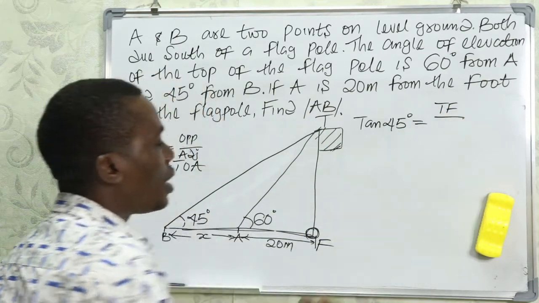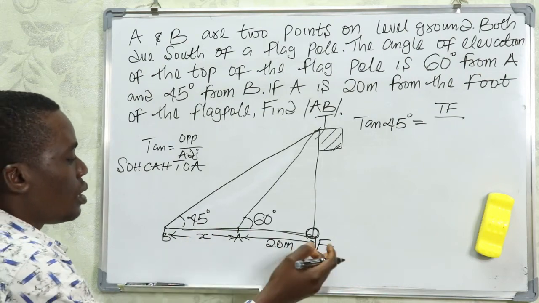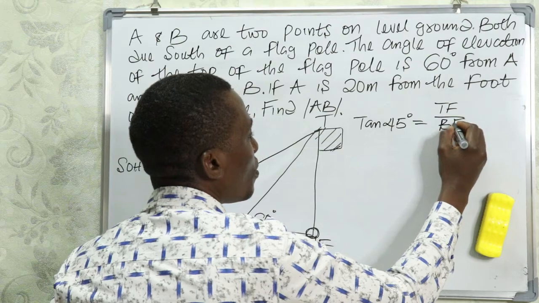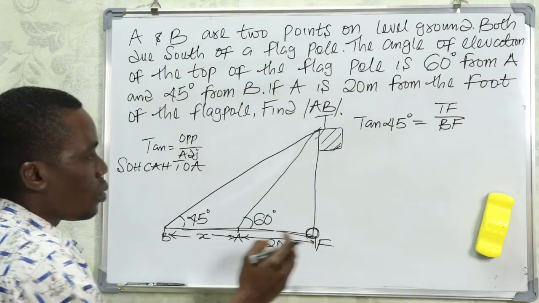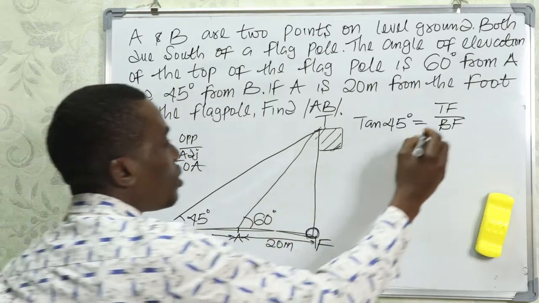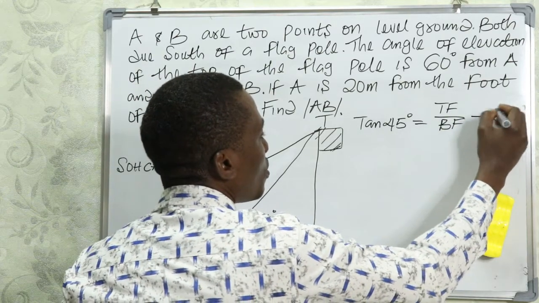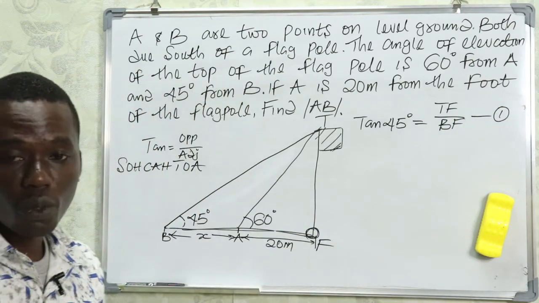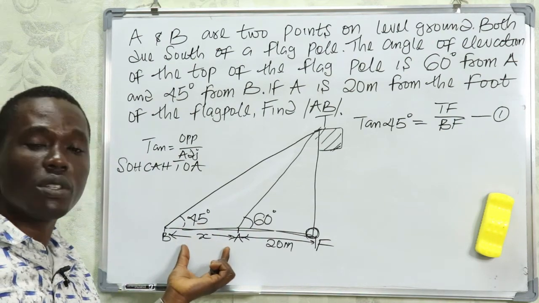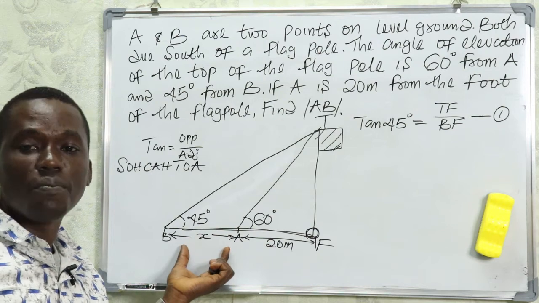So that will be TF over the adjacent, which is BF, which is the total of this length. Now you see that will give us the first equation. Remember what we are looking for. We are looking for the value of BA.